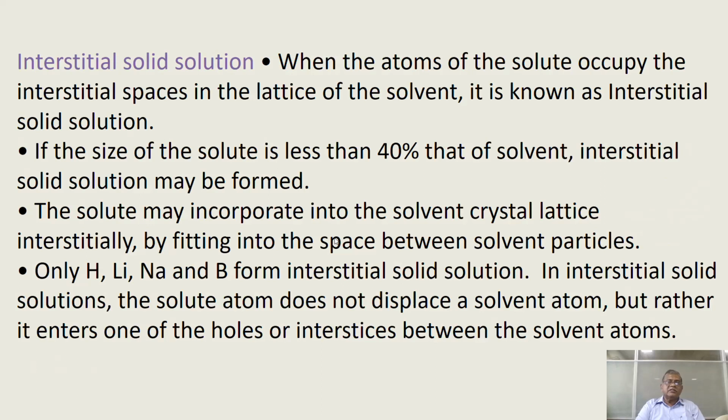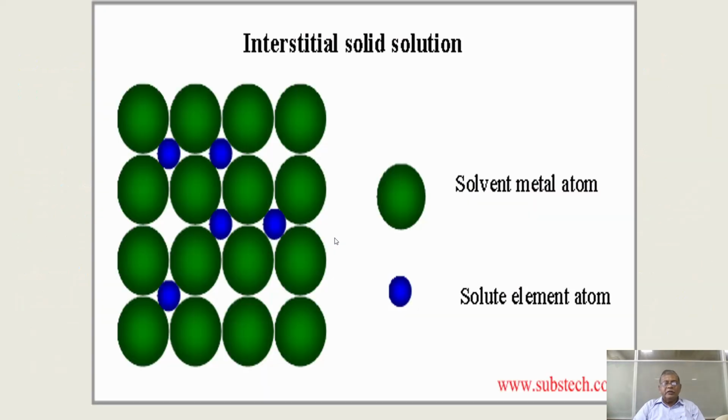So next one is interstitial solid solution. When the atoms of solute occupy the interstitial spaces in the lattice of the solvent, it is known as interstitial solid solution. If the size of the solute is less than 40% of the solvent, interstitial solid solution may be formed. Here you can see that the atom size is small, so it goes and occupies the space in between the solvent atoms. When solute atoms occupy space in between the solvent atoms, it is known as interstitial solid solution.